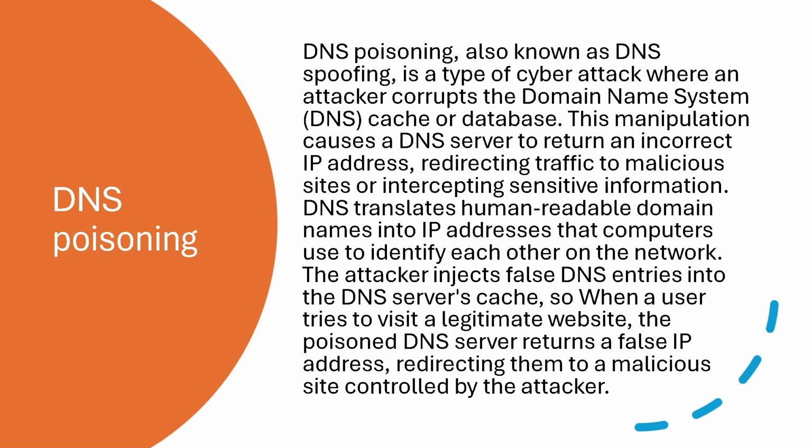DNS translates human readable domain names into IP addresses that the computers use to identify each other on the network. The attacker injects false DNS entries into the DNS server cache, so when a user tries to visit a legitimate website, the poisoned DNS server returns a false IP address, redirecting them to a malicious site controlled by the attacker.